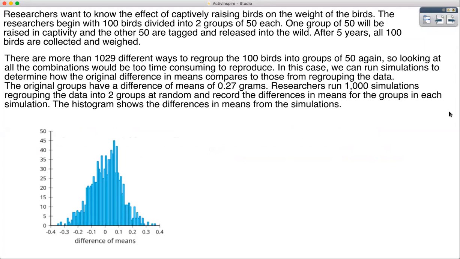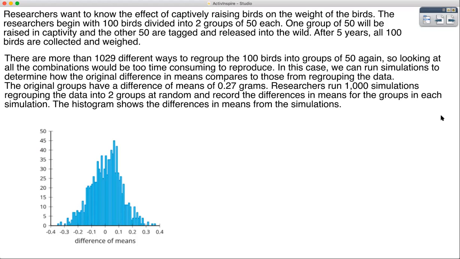All right, lots of information here. Let's go ahead and read through this together. Researchers want to know the effect of captively raising birds on the weight of the birds. The researchers begin with 100 birds divided into two groups of 50 each. One group of 50 will be raised in captivity, and the other 50 are tagged and released into the wild. After 5 years, all 100 birds are collected and weighed.